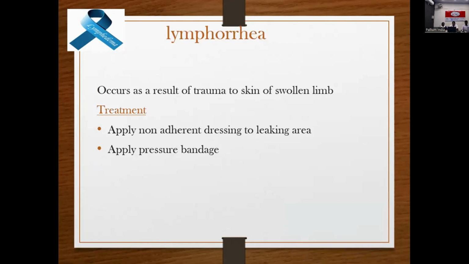This is one of the complications of lymphedema. This is called lymphorrhea. Does anybody know lymphorrhea? What is lymphorrhea? Lymphorrhea is a leakage of fluid from the lymphedema site. It occurs as a result of trauma to the skin of the swollen limb. There will be a leakage of fluid through the broken skin. It is nothing but crying of the lymph, so tears of lymph is called lymphorrhea.